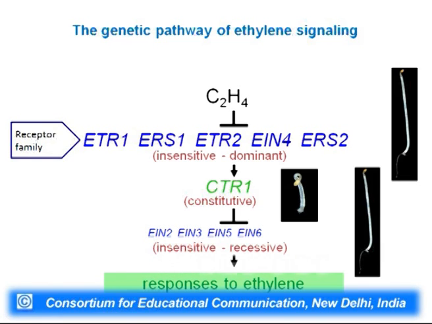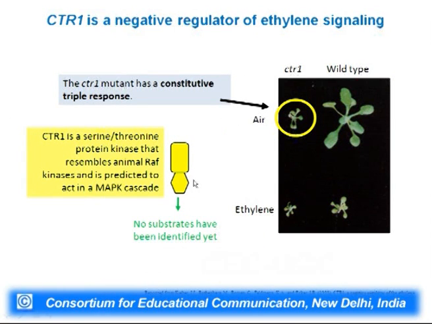So, this is again in brief. Ethylene, ERS, ETR2, EIN4, ERS2 are all part of the receptor complexes, then comes the next level of kinases, and then the transcription factors. This is the CTR1 mutant I had shown you earlier. In CTR1 there is a high level accumulation of ethylene response, so the plant does not grow because ethylene disturbs its growth pattern.